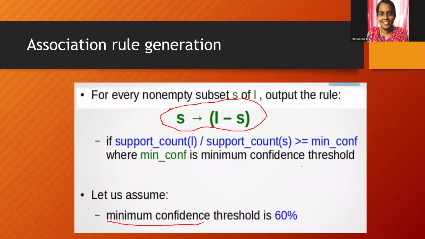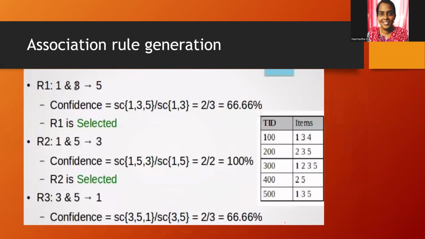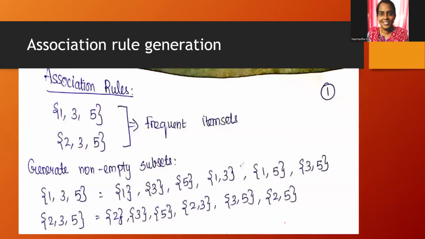So I is 1, 3, 5 and S is the subset. For every non-empty subset, we are going to generate a rule of the form S derives I minus S. S is the subset, I is the item set. The minimum confidence that we are going to assume is 60%. How we generate the rules, I'll teach you now.